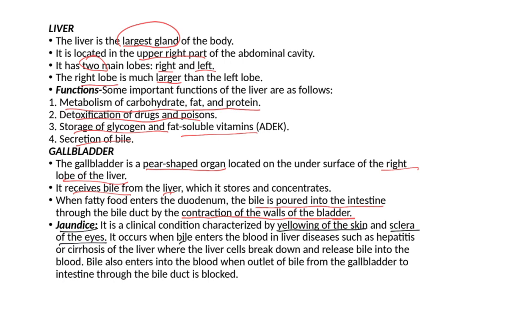It occurs when bile enters the blood in liver diseases such as hepatitis or cirrhosis of the liver, where the liver cells break down and release bile into the blood. Bile also enters into the blood when outlet of bile from the gallbladder to the intestine through the bile duct is blocked. So bile enters due to two reasons. One, due to the blockage of the duct. Second reason is when there is the destruction of the liver cells, which releases the bile into the bloodstream.